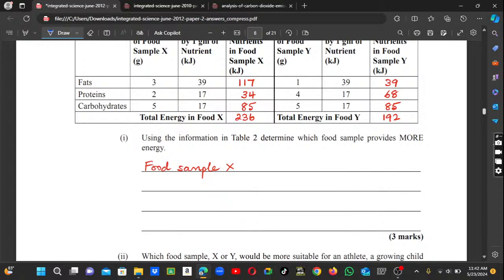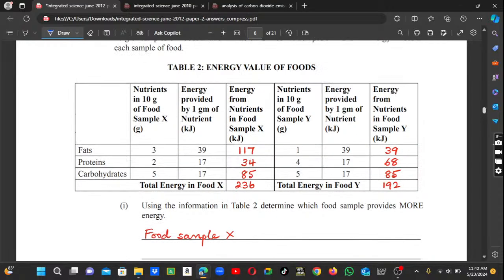So let's look at why we choose sample X. As you guys could see here, if we were supposed to calculate all of these, sample X has 3 in fats, 39 in nutrients, 117 in total. We are talking about the energy in food in kJ. This is protein, that. So we are just calculating all of these.